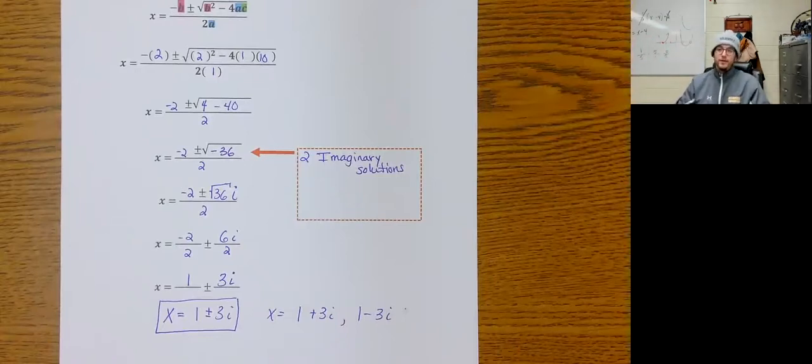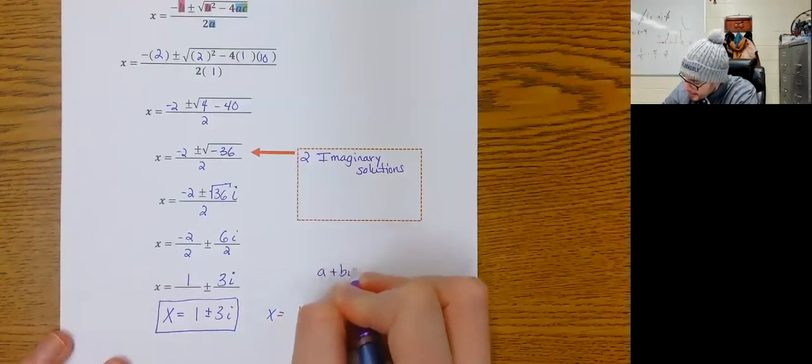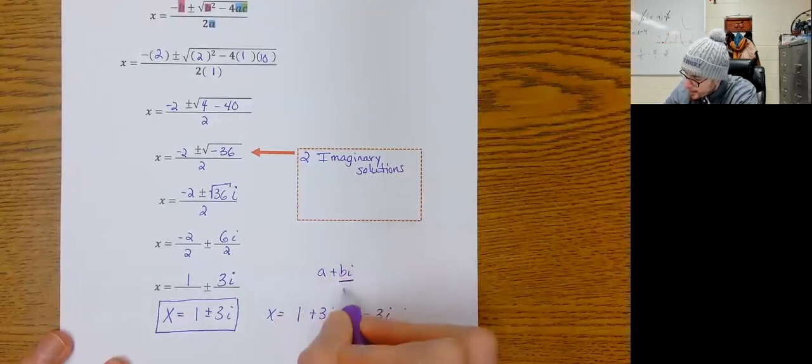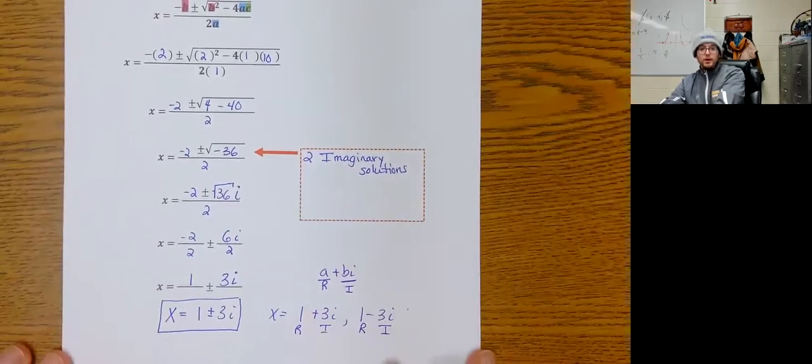I honestly don't know if that's why they call it a complex number, but it's complex. You got imaginary stuff being combined with real stuff. Complex number. And what those are is a plus bi. So the imaginary part always comes after the real part. All right. Real part, imaginary part. Real part, imaginary part. All right. Let's do another one.